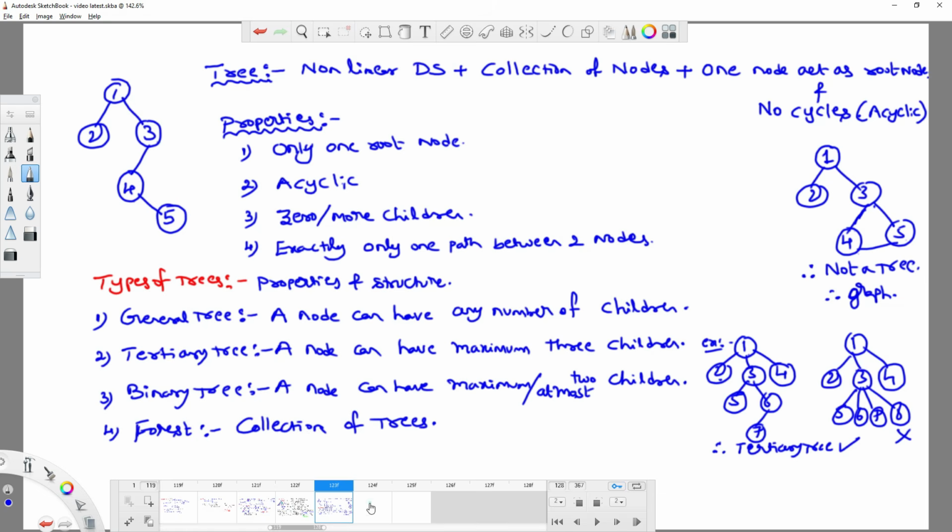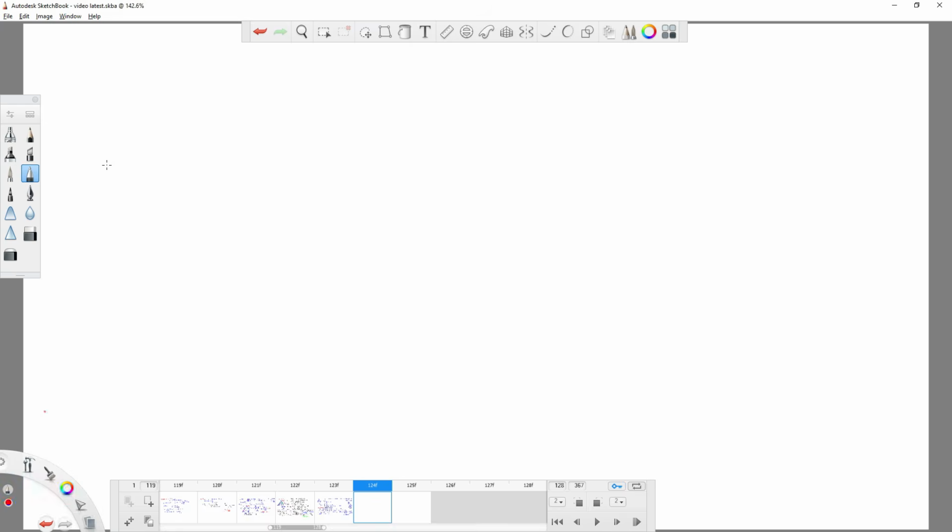Next, we'll see more depth about the binary trees. If you understood the concept of binary trees, you can understand any other kind of trees.